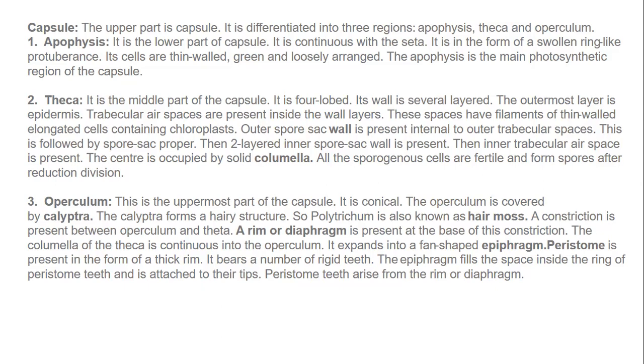So, on top of a jug there is a lid, and that lid should properly fix to the base of the jug, otherwise it will be very loose. To fix it properly, the lid has a ring-like structure. In the same way here, in the operculum, the peristome acts like a firm attachment to the theca region, or to the capsule. So that we call the peristomial teeth.